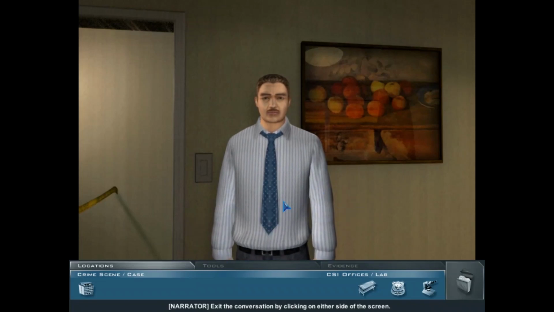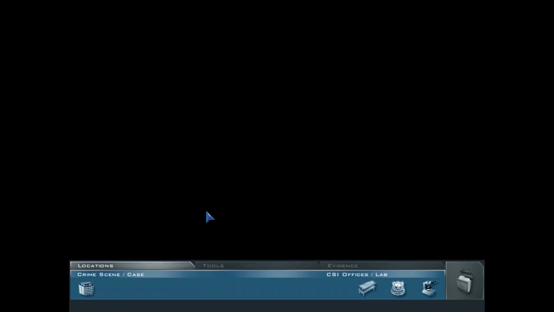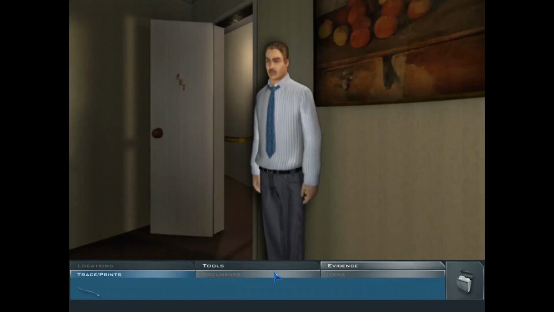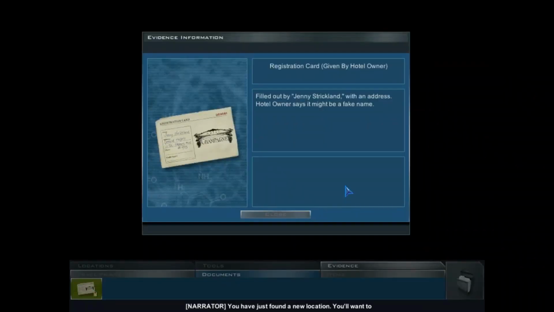Exit the conversation by clicking on either side of the screen. Now let's look at that new bit of evidence. Click on Documents within your Evidence tab, then double-click the registration card. You have just found a new location. You'll want to visit it at some point. Close the pop-up.